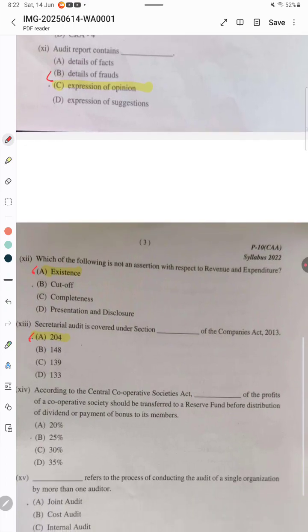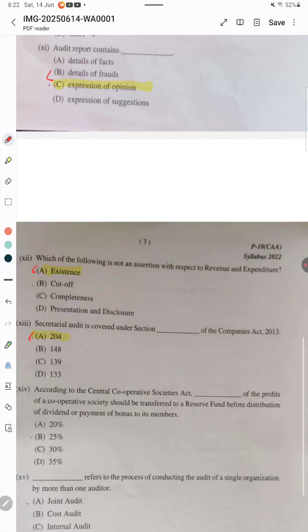And then, according to the Central Cooperative Societies Act, dash of the profits of the cooperative society should be transferred to the reserve fund before distribution of the dividend or payment of the bonus to its members. That is 25%, which is the correct answer. Please make note of it. B is the correct answer.